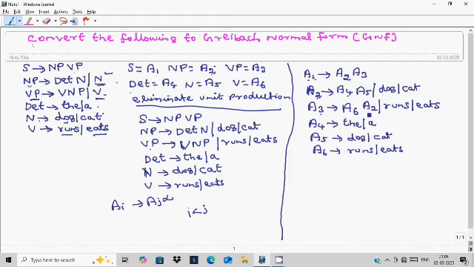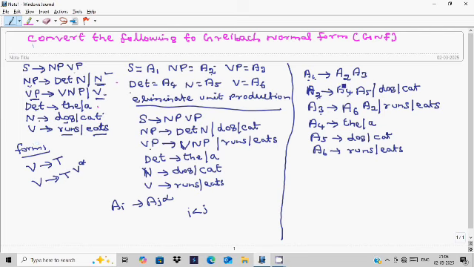Now what we have to do is bring this to Greibach normal form. Now what is Greibach normal form? The Greibach normal form accepts only two forms here. One is we have a non-terminal on the left side and on the right side we have only one terminal, or otherwise we have a non-terminal on the left side and the right side should start with a terminal and it can be followed by any number of non-terminals. So these are the two forms now. Now we will just check this rule here.